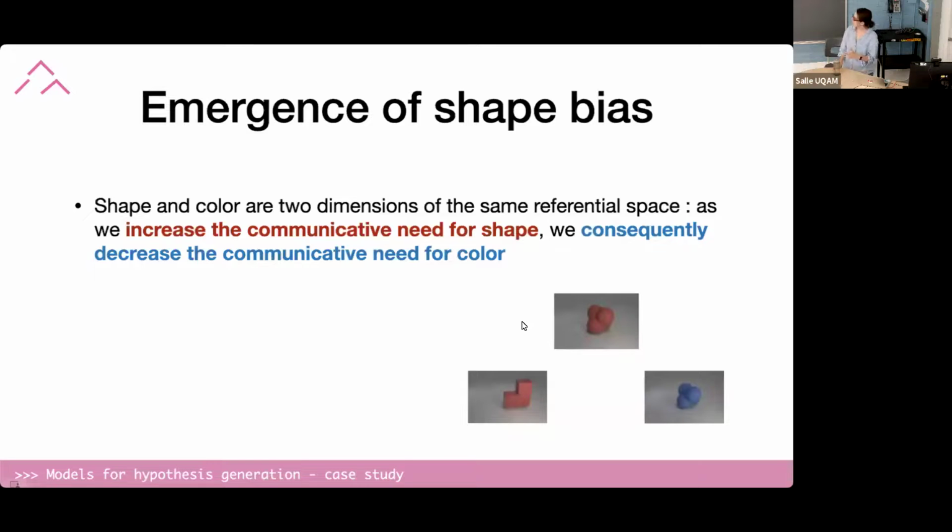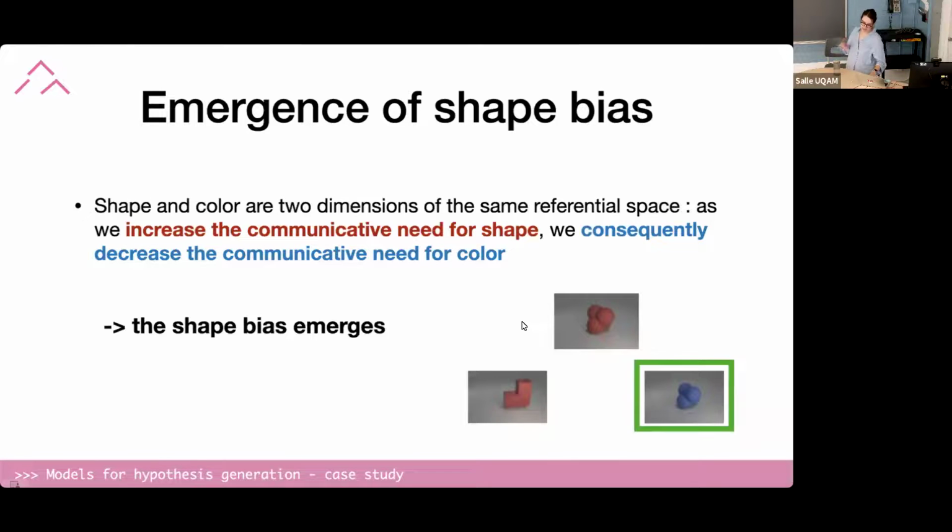Well, shape and color here are actually just two dimensions of the same referential space, right? We're talking about these 320 objects. And so while talking about these objects, if we're increasing this need to communicate about their shape, we're consequently also decreasing the need to make color distinctions. Color no longer matters as much in terms of making those distinctions. So if you wanted to develop an optimally efficient system that maps to how you actually use language to communicate, then you would consequently want to simplify it, not really need to make color distinctions anymore. And so as you increase that need, you end up getting a shape bias that emerges.